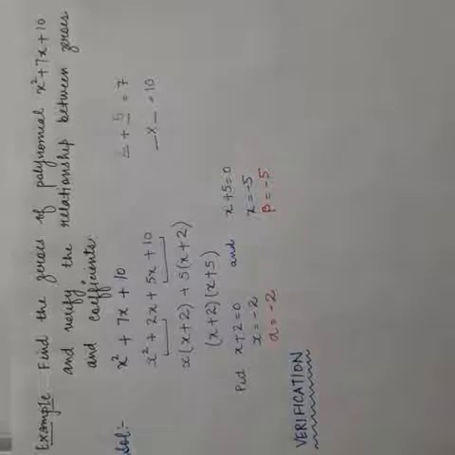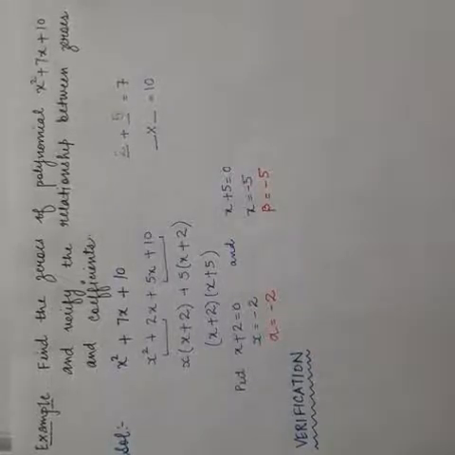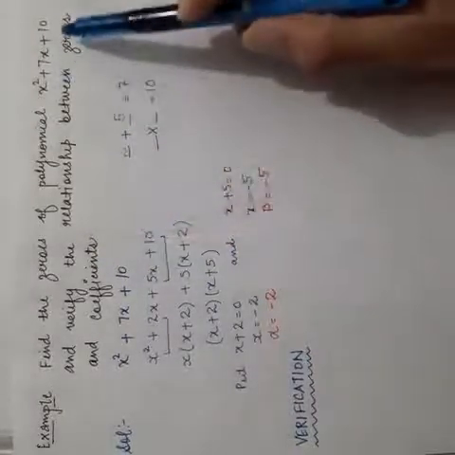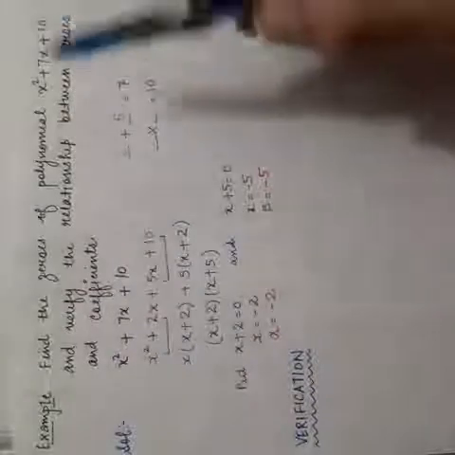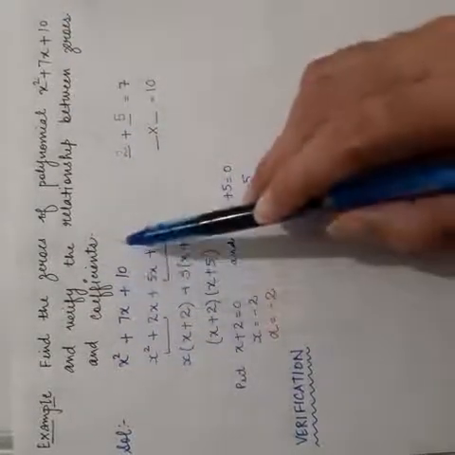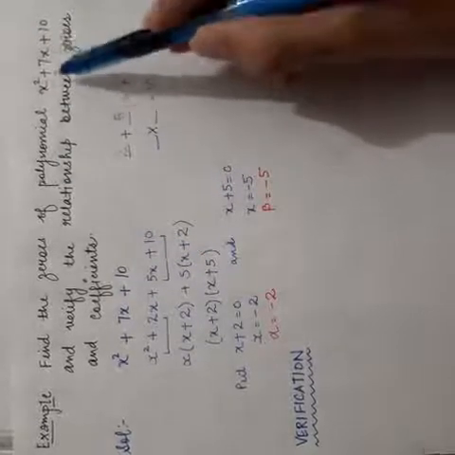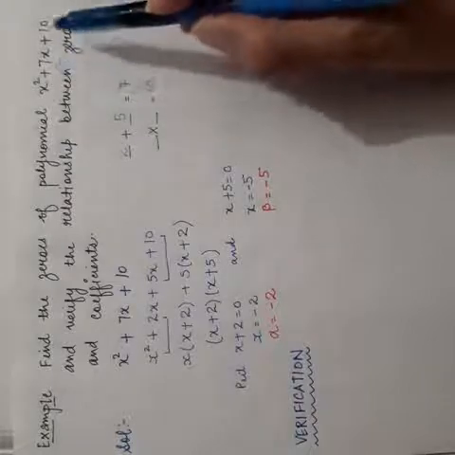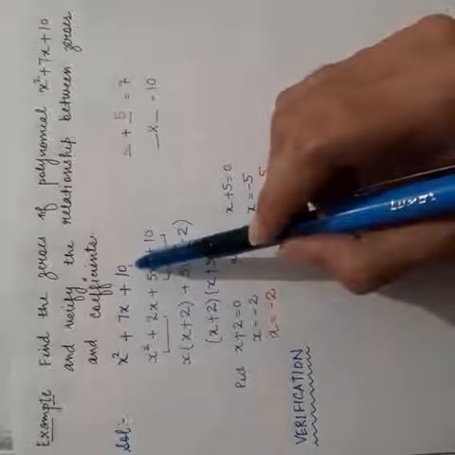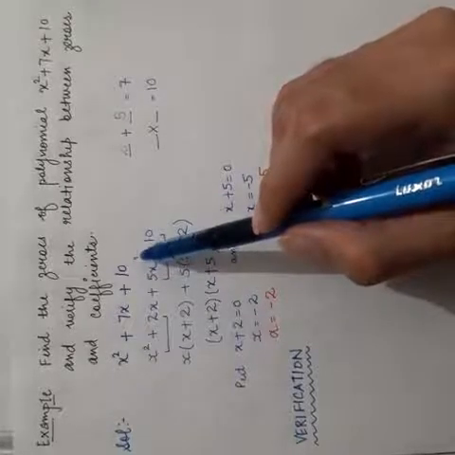In order to understand this relationship between zeros and coefficients in a better manner, we'll just take an example. Now see here, I have a question with me. Find the zeros of the polynomial x square plus 7x plus 10 and then verify the relationship between these zeros and coefficients. First of all, it should be clear to you that you need to find the zeros of this quadratic polynomial which is given to you. In order to find the zeros, we'll use the old method which is with us, that is the factorization, or you call it splitting the middle term.